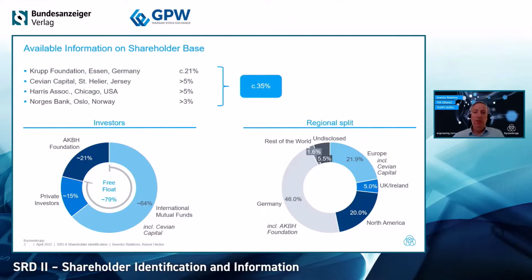And then, of course, as an IR, you have to make up your mind, and especially before SRD II came into place. And what you see below is kind of the jigsaw we put together, so parts and pieces. So we know the foundation, we know a shareholder like Sivian, and then we do a classical shareholder ID, and you find out 300, 400 shareholders around the globe. And then you make an educated guess on private investors, because that is nothing you will find out with a shareholder ID. And so there's a lot of guessing in that process.